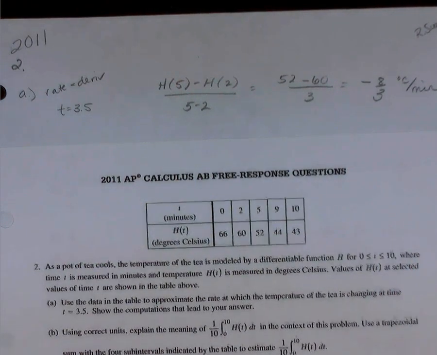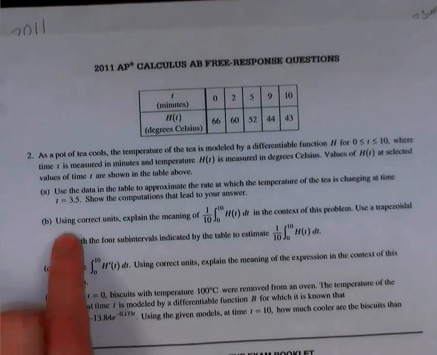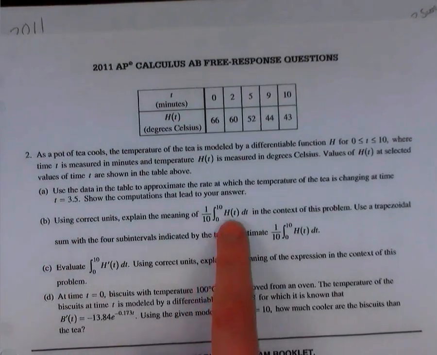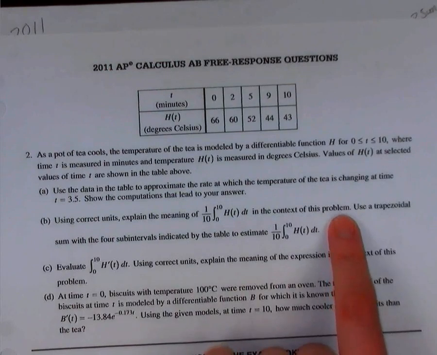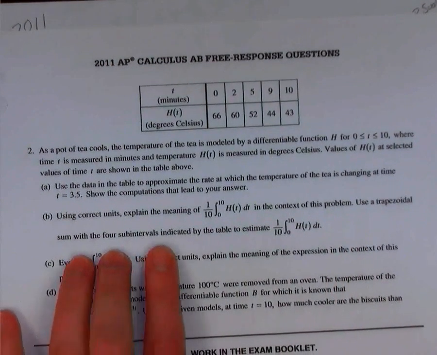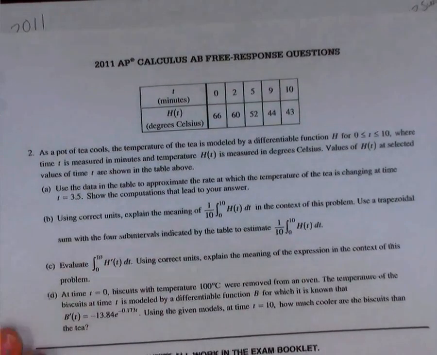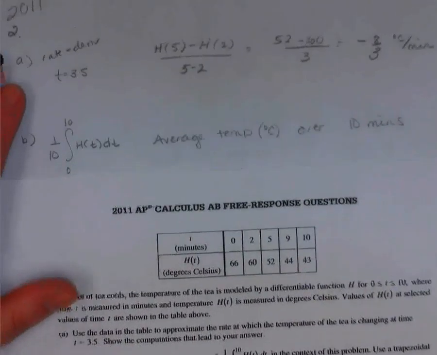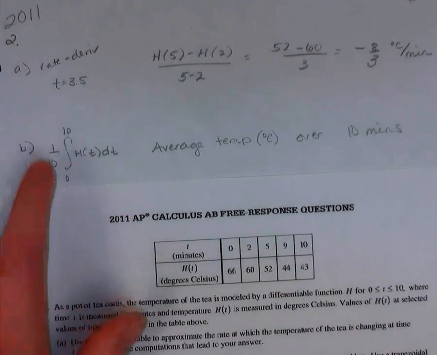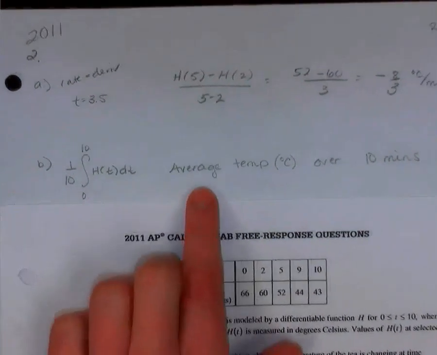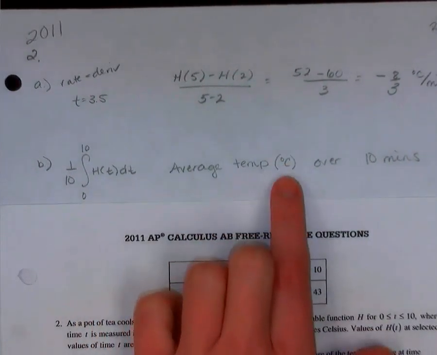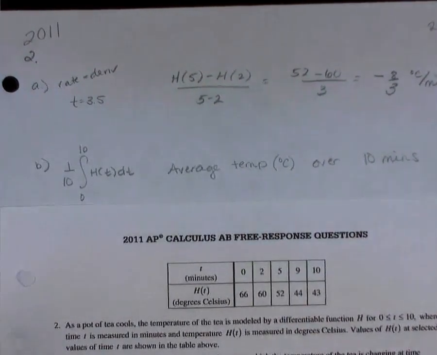So that's part A. Part B, using correct units, explain the meaning of this in the context of the problem and use a trapezoidal sum to approximate that same integral. So first thing I want to do is explain the integral. Because it has the 1/10 out in front, it's the average temperature in degrees Celsius over the first 10 minutes that the tea is cooling.